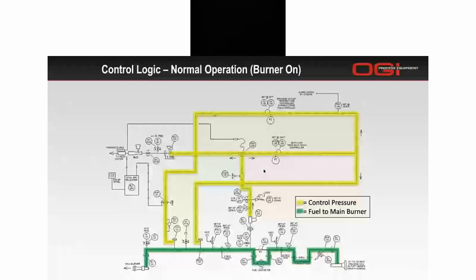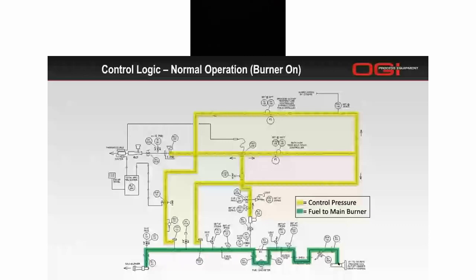All right, this is the same P&ID that we were looking at the very beginning, the same P&ID that we just walked through. So we're using the same example. What we have here is a normal operation. There's nothing wrong, no faults, no system issues, and the burner is on. I've got two colors. The green color is the fuel to the main burner, and the yellow is the control pressure.